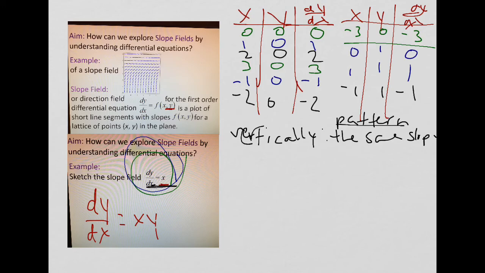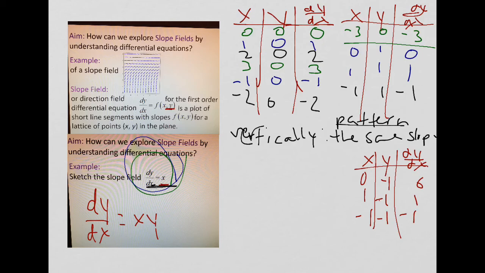So let's try to actually plot some more. I just want to emphasize you can change the values of y. Just in this particular example, it does not matter, okay? So I can make the y a -1. My dy over dx is still the same, whatever x is. So that's why we still see this pattern.